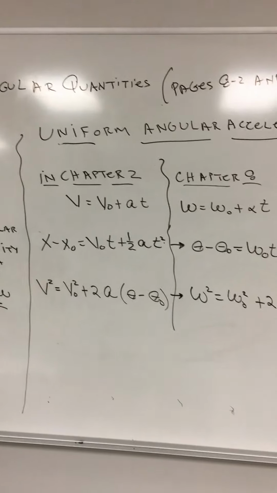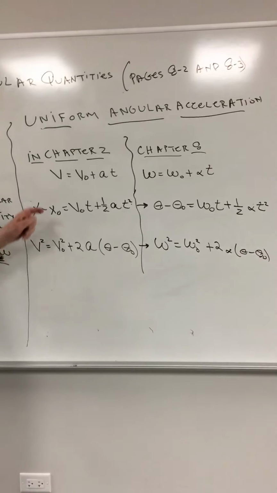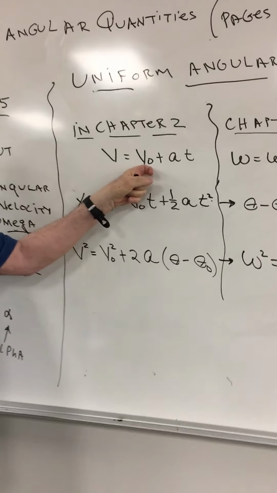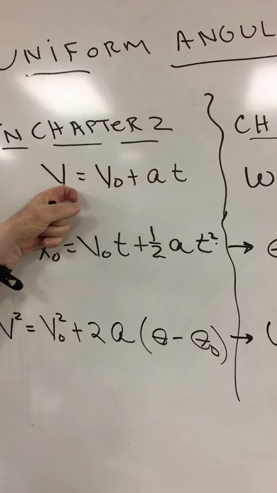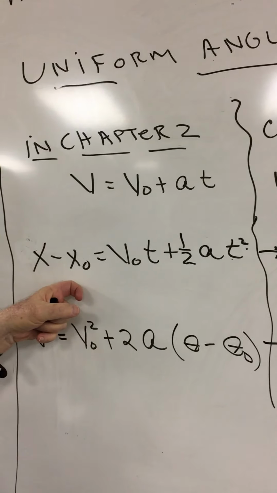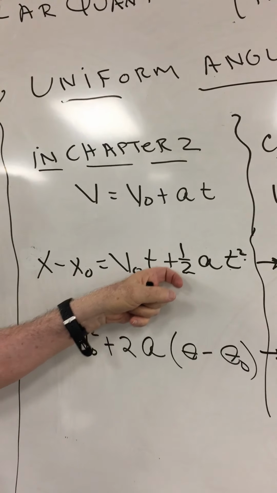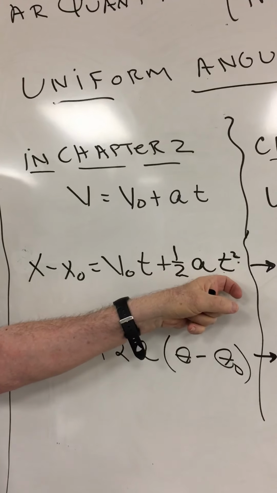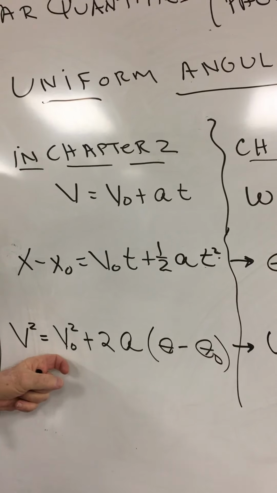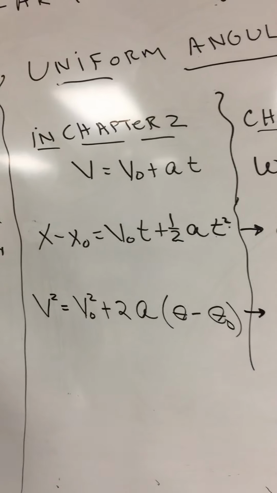Now going back to Chapter 2, history is repeating itself. We have to deal with the formulas from Chapter 2. For linear motion, if you recall, if a car traveling at a certain original speed is accelerated for a certain amount of time, it'll give you a final speed v. The distance, if you remember from Chapter 2, is equal to v sub 0 t plus 1/2 a t squared. And finally, this one is from Chapter 2, v squared equals v sub 0 squared plus 2a times (x minus x sub 0).